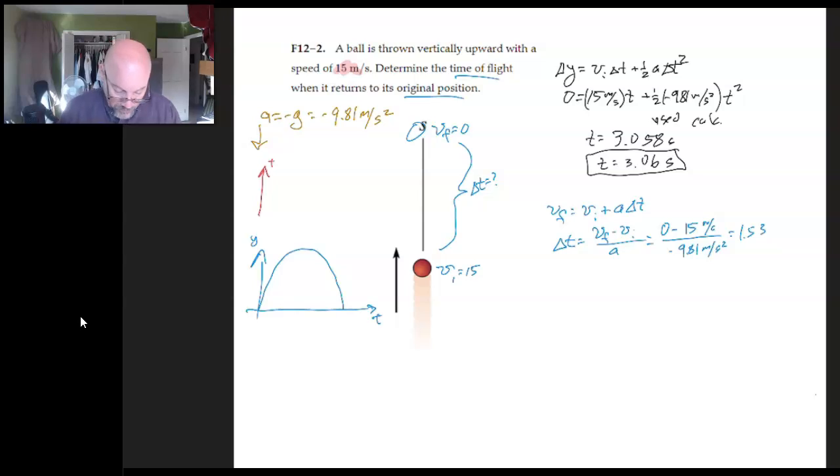In other words, that number 1.53 gets you to this position right here. So there's our 1.53, from here to here. We've got to do that again, so we would just double it. Once we double it, 2 times our delta t, we're going to end up with the 3.06 number, just like that. So a couple of approaches there on that one.